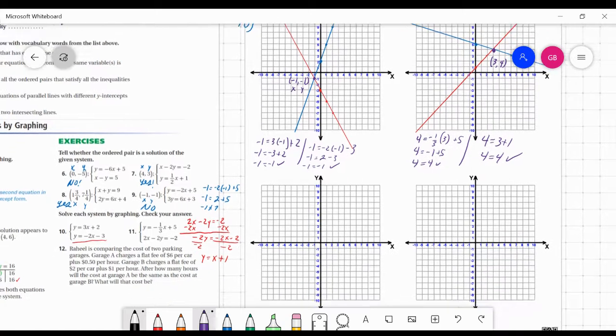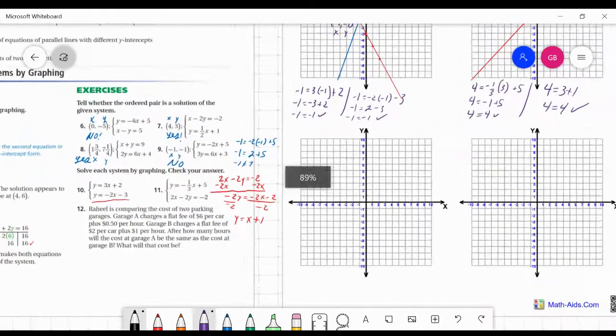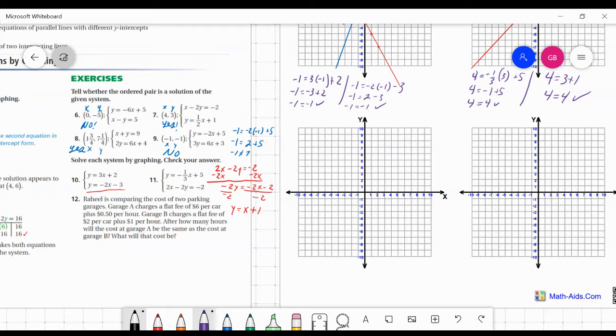Okay, so that's 10, 11. And then for number 12, Raheel is comparing the cost of 2 parking garages. Garage A charges a flat fee of $6 per car plus 50 cents per hour. Garage B charges a flat fee of $2 per car plus $1 per hour. After how many hours will the cost of Garage A be the same as the cost of Garage B? What will be the cost?